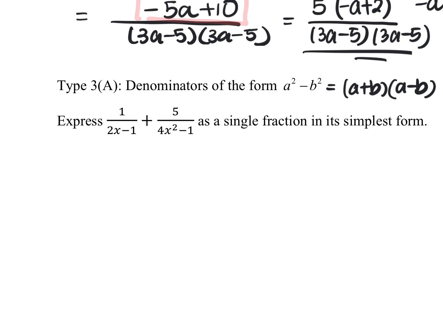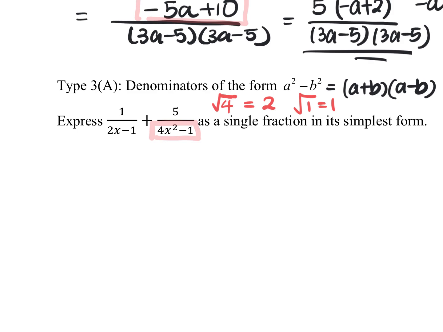So first thing, let's check our denominators. Which of the denominators can be factorized? The second fraction's denominator can be factorized. So this one, we need to factorize this one. Let's take a look at this. Now we have two numbers. First one, square root of 4 will give you the number 2. And square root of 1 is still 1.